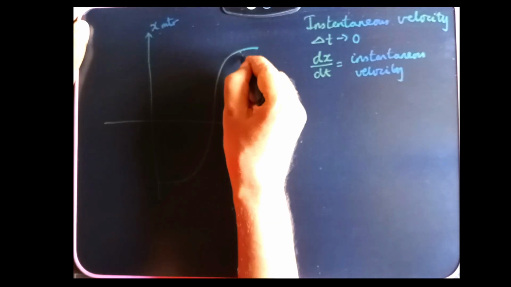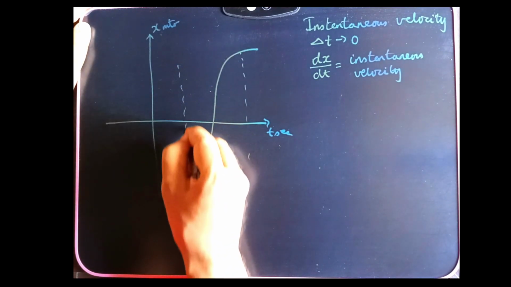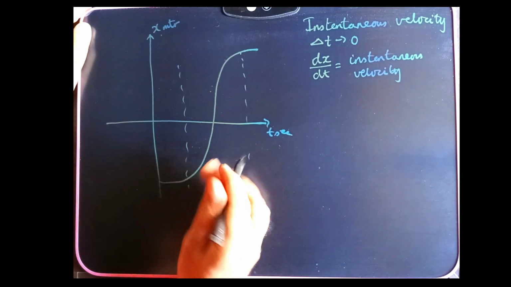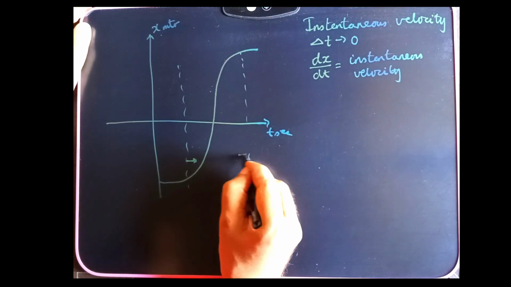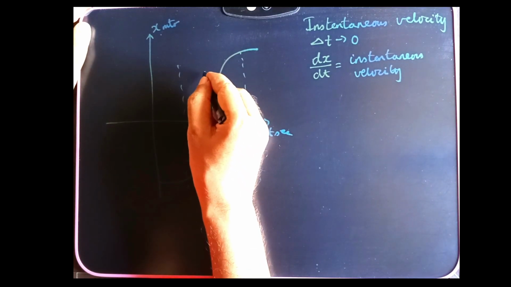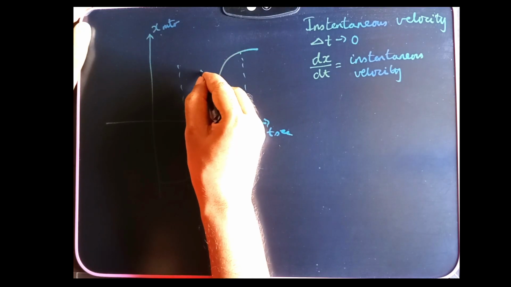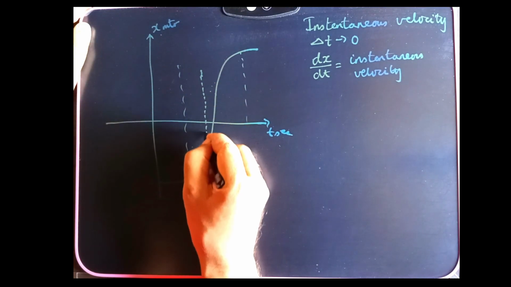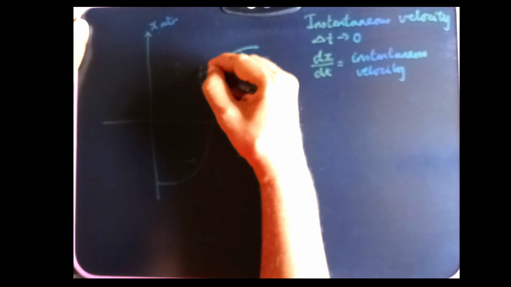So now if I have the time period from here to here, which gives me the average velocity, I will shrink the time period. I will bring it as close as possible, such that I have a very small time period.